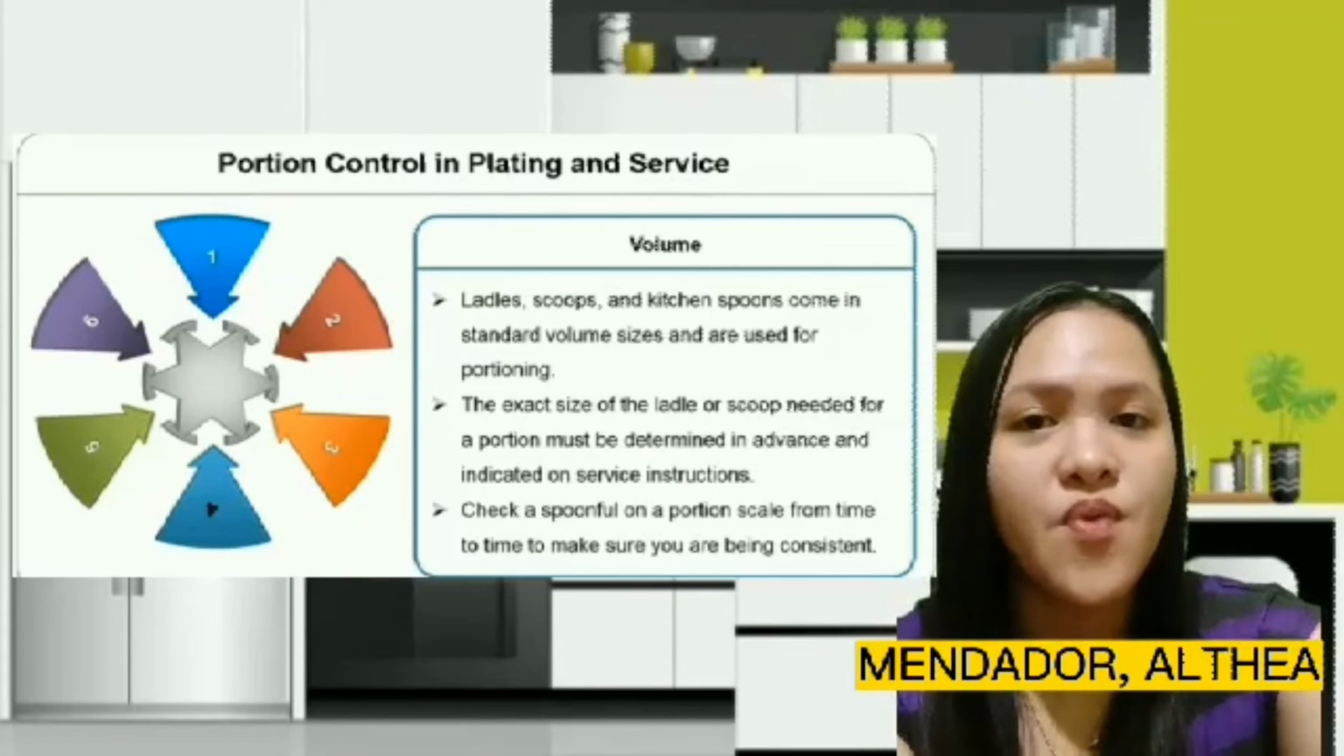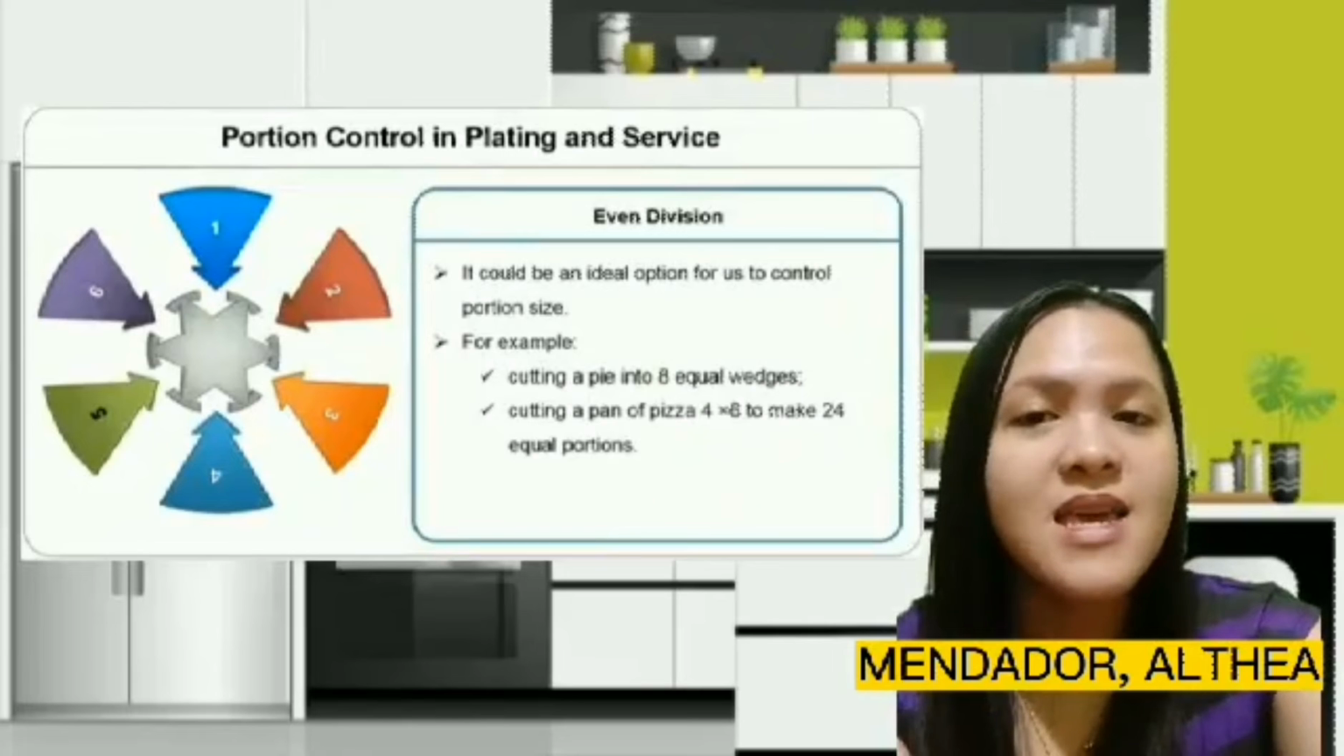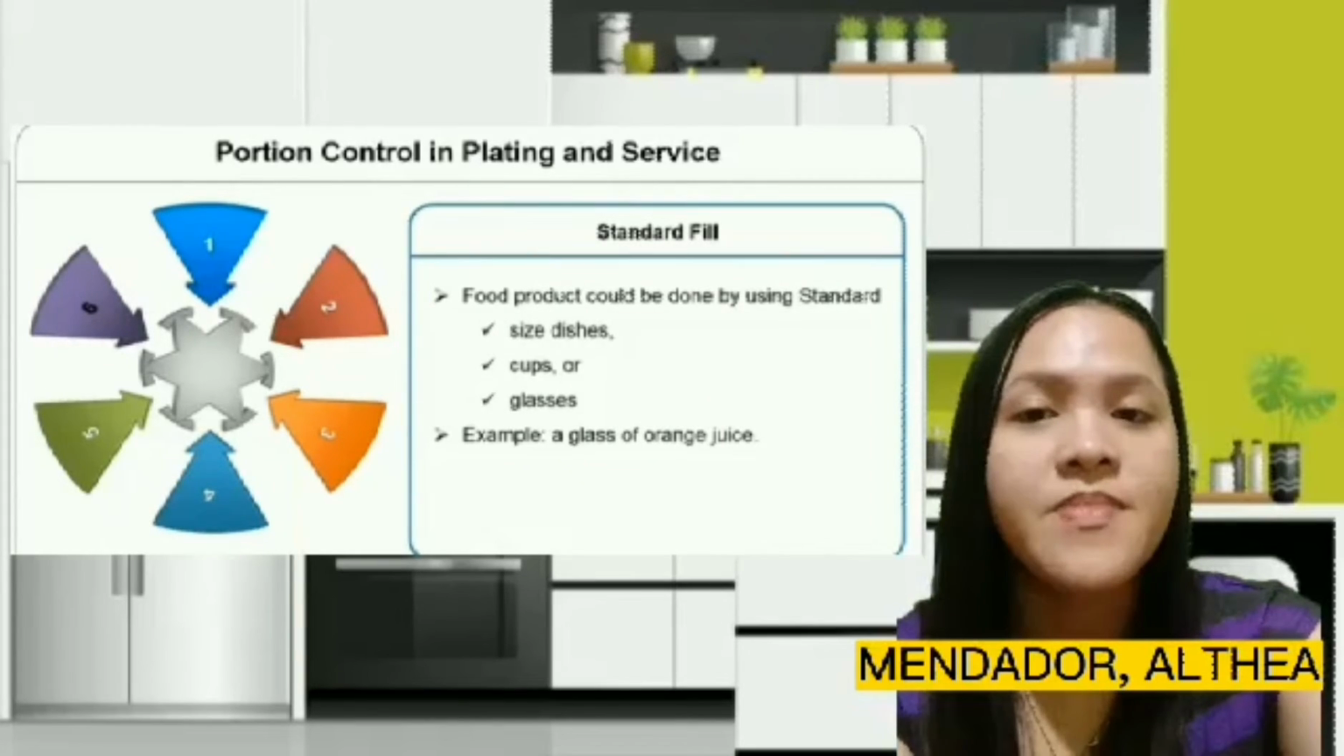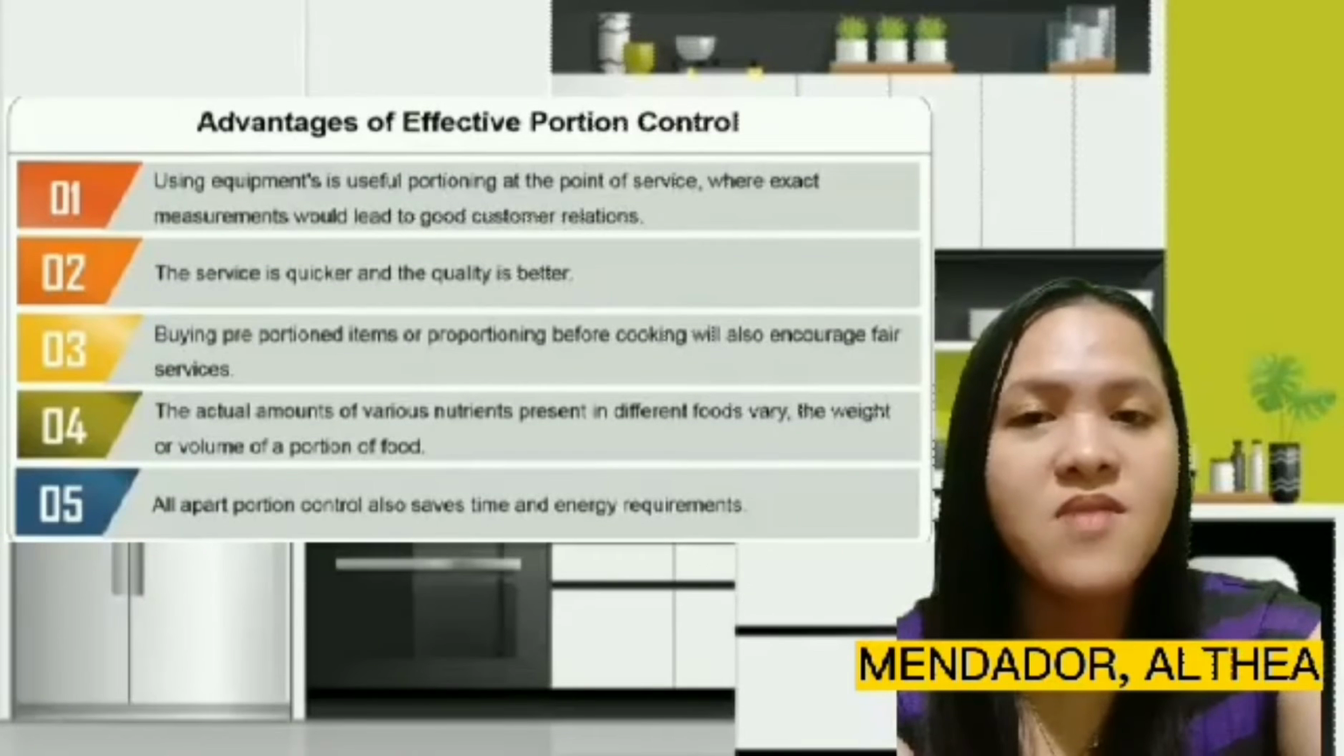For example, 2 scoops of ice cream per order. Even in division, for example, cutting a pie into 8 equal wedges. Last is standard fill, cups, and glasses. Example, a glass of orange juice. Here are the advantages: effectiveness of portion control.